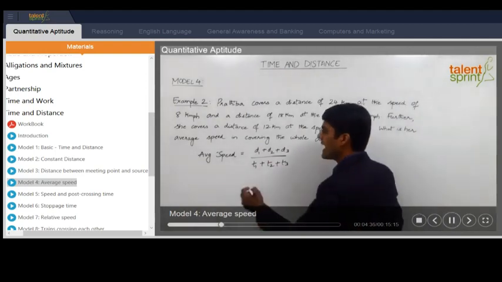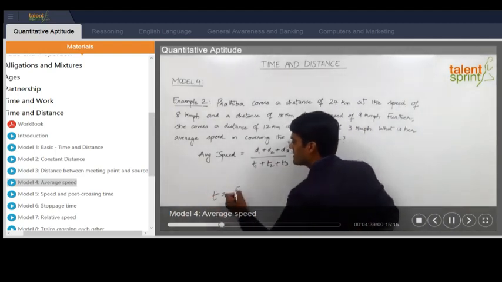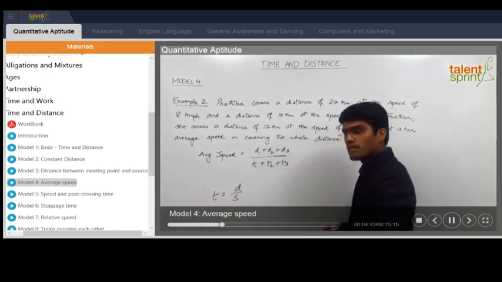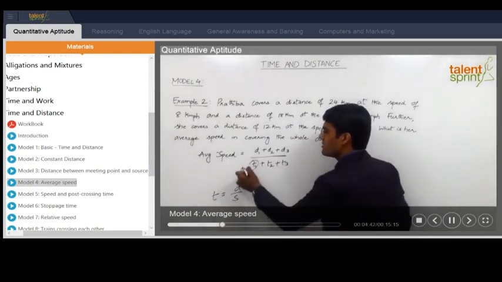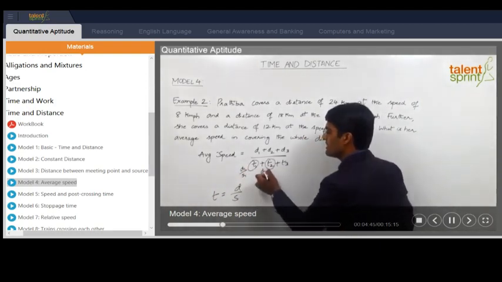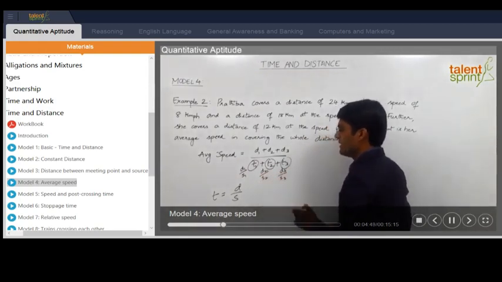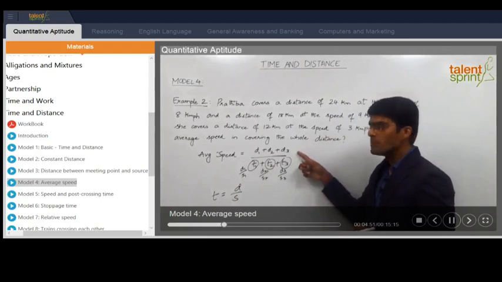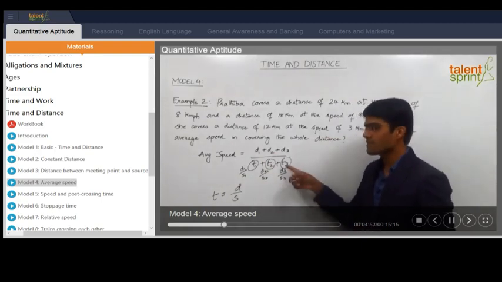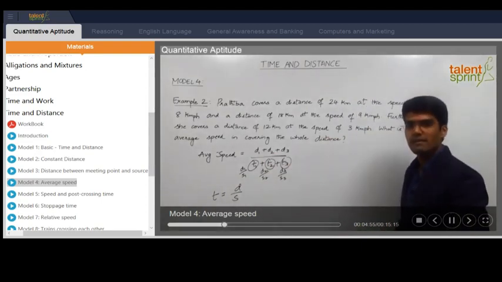We very well know that time is nothing but distance traveled by speed. So we can say that T1 is equal to D1 by S1, T2 should be D2 by S2 and T3 should be D3 by S3. So we have got all the values here, D1, D2, D3 and S1, S2, S3. So by substituting in the formula, we can find out the average speed.